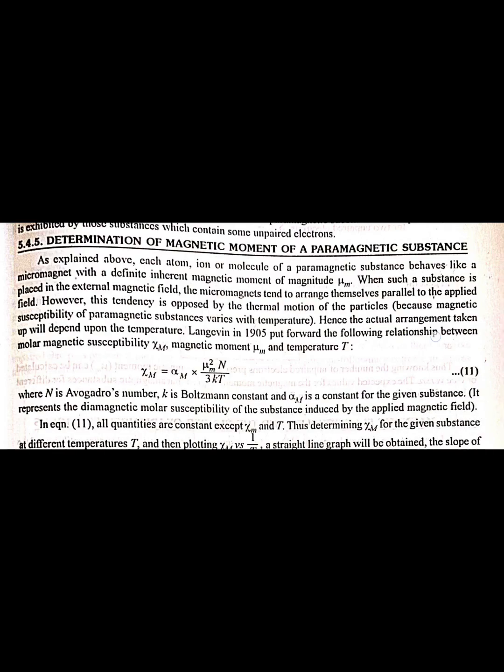Determination of magnetic moment of a paramagnetic substance. As explained above, each atom, ion, or molecule of a paramagnetic substance behaves like a micromagnet with a definite inherent magnetic moment of magnitude mu m. When such a substance is placed in the external magnetic field, the micromagnets tend to arrange themselves parallel to the applied field. However, this tendency is opposed by the thermal motion of the particles. Hence, the actual arrangement taken up will depend upon the temperature.